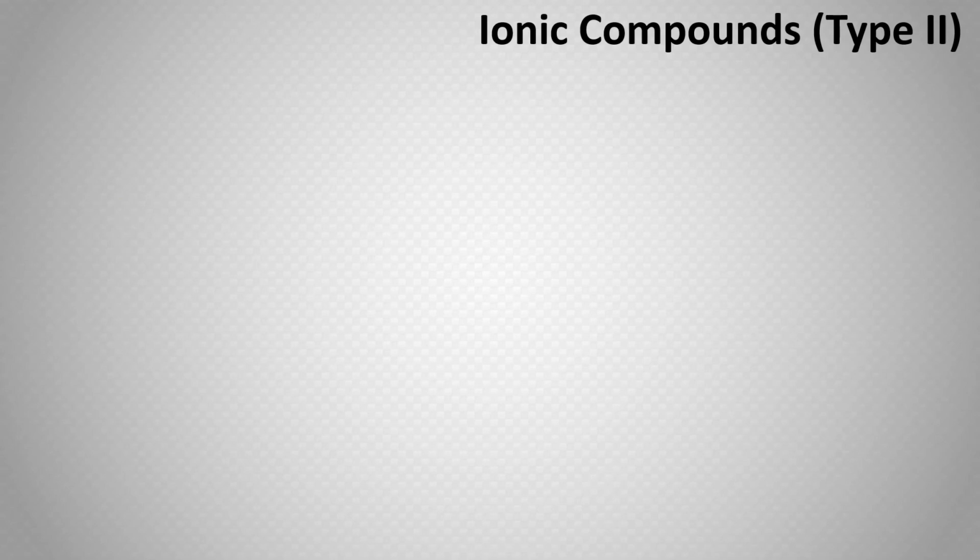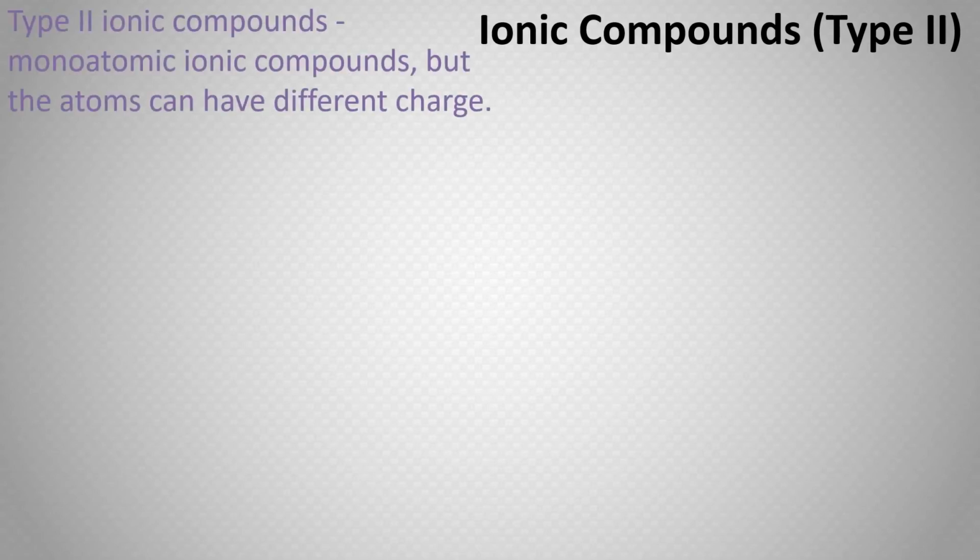So what do we do about atoms, which we see on our ionic periodic table, that have varying charge possibilities, like iron ions that can either be Fe2+ or Fe3+? Well, if we have monoatomic ionic compounds, but the atoms can have different charge, we call these type 2 ionic compounds. For example, there are 2 possible iron oxide salts.